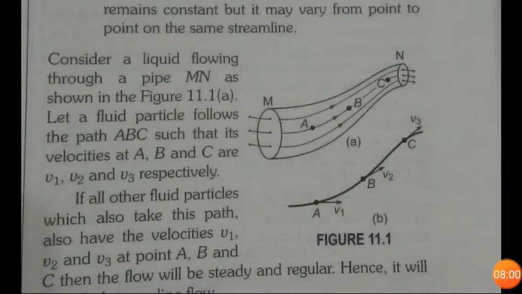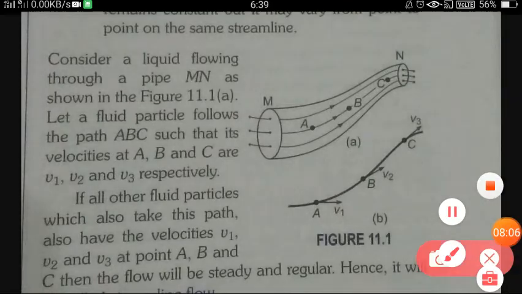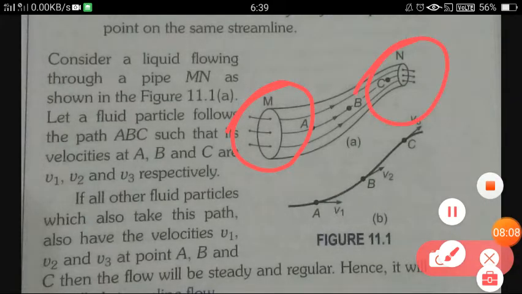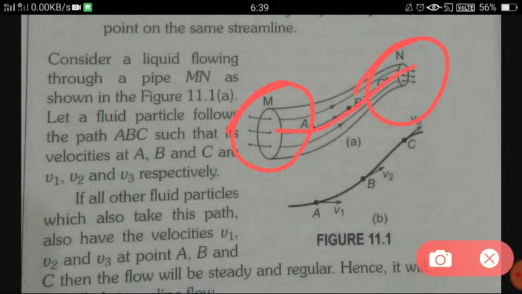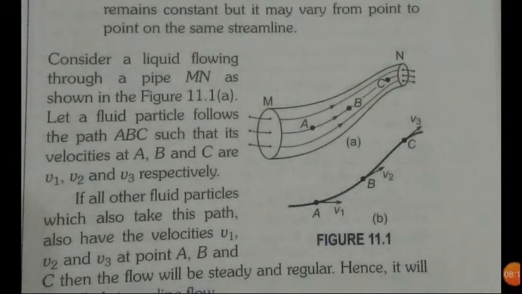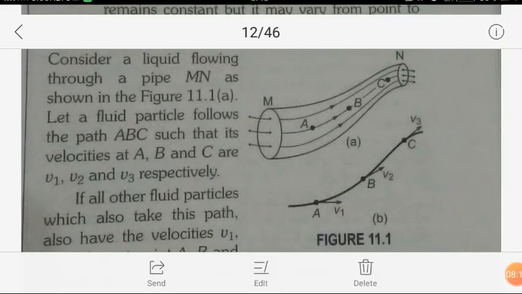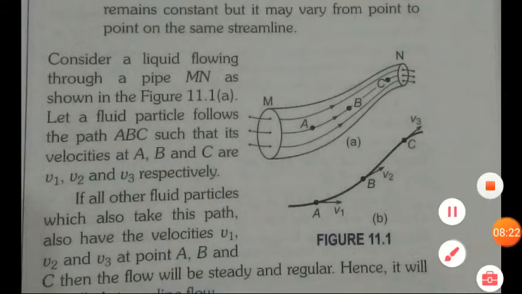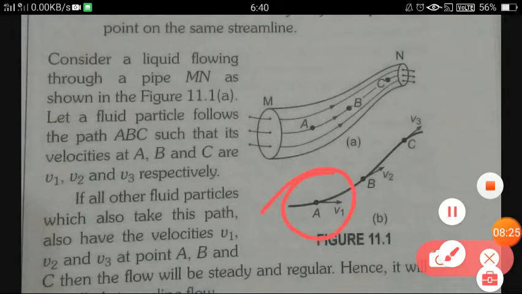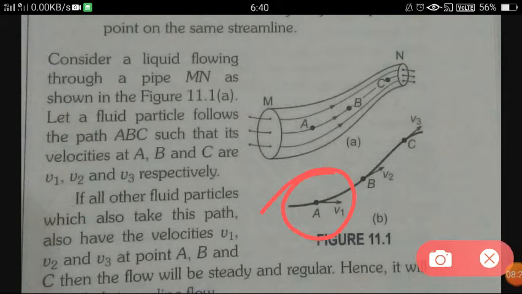So here in front of you, you can see one diagram. Here the fluid is passing from point M to point N by following a path A, B, C. At each and every point A, B and C, all the particles have a certain velocity v1. See, at A, whatever particle will flow from point A will have the velocity v1. Whatever particle will flow from point B will all have velocity v2. And you can see the direction also.